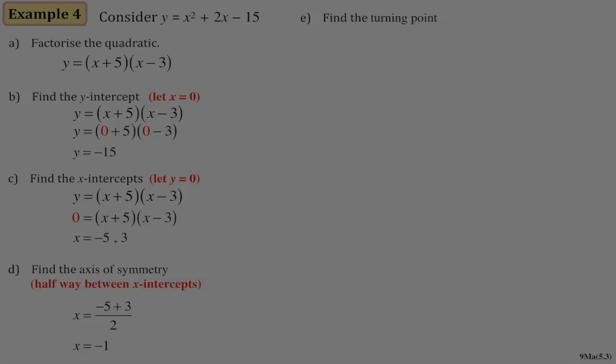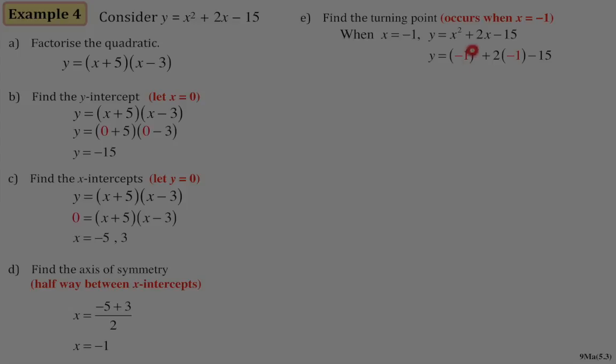Where's the turning point? Well, we know the x value of the turning point is minus 1 because we found it here. So we plug minus 1 back into the original equation or the factorized quadratic. If I plug it back into the original equation, you get minus 1 squared plus 2 times minus 1 minus 15. Notice I put the minus 1 in brackets. If it's in brackets, your calculator will give you the right answer. If you forget the brackets, the calculator will give you the wrong answer.